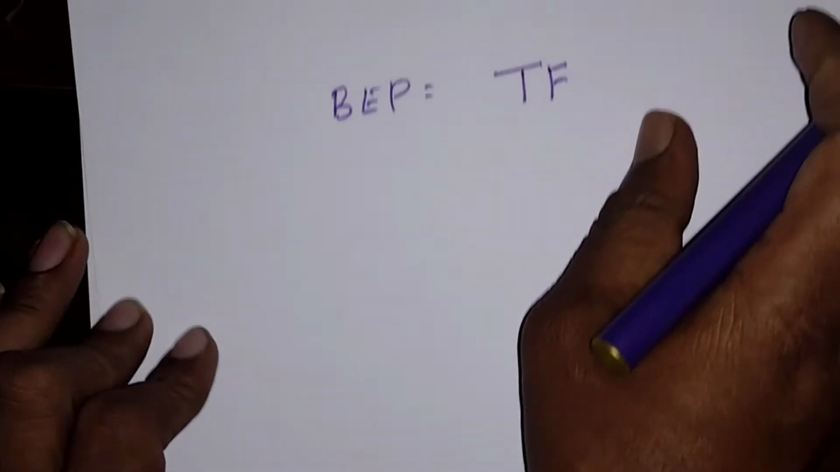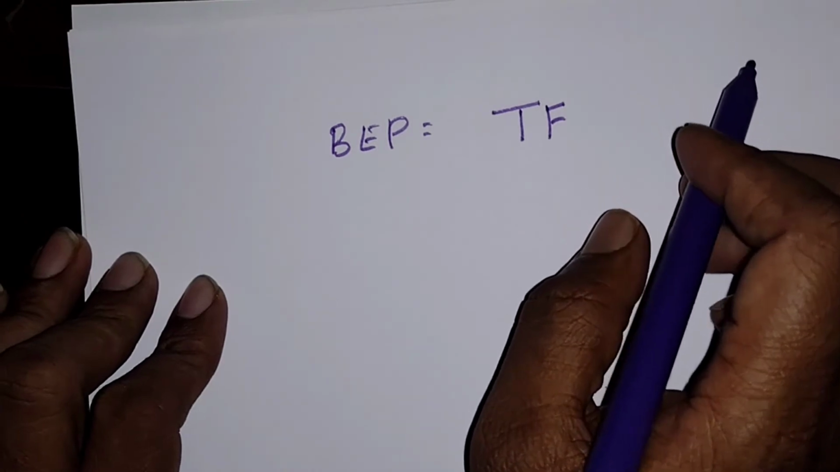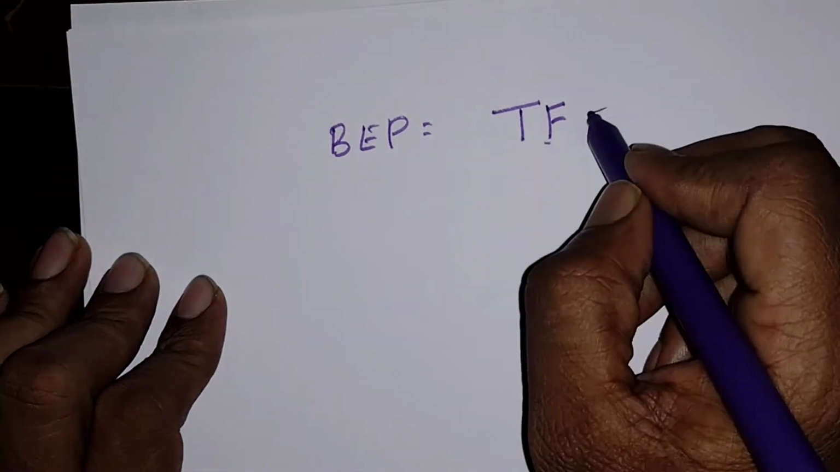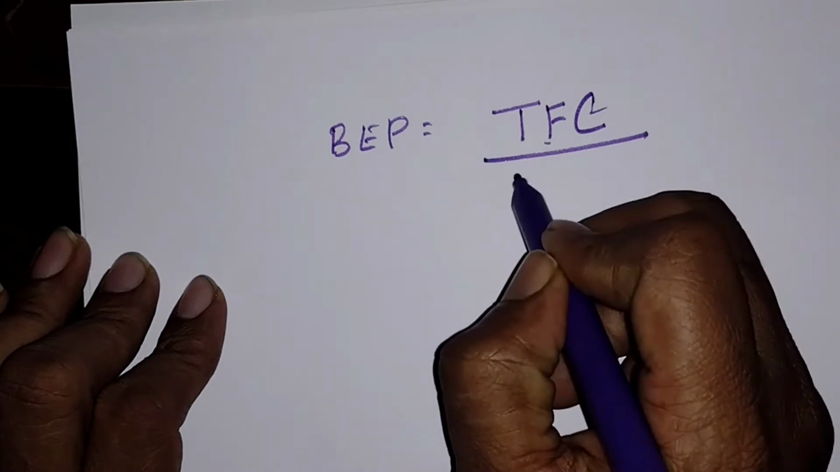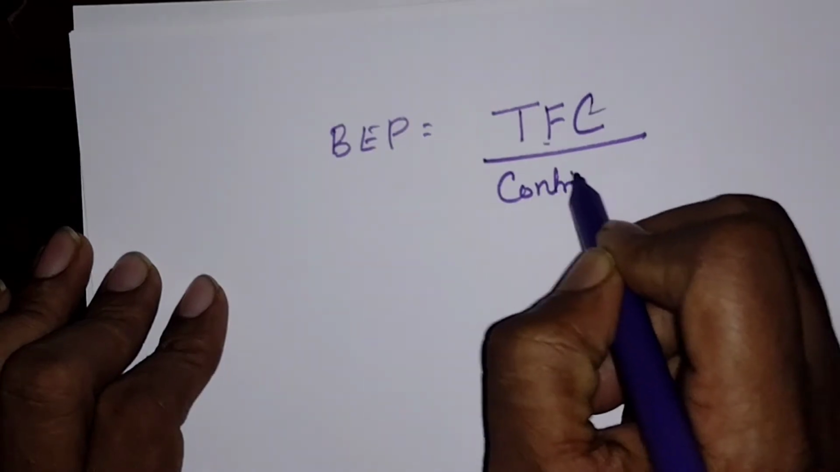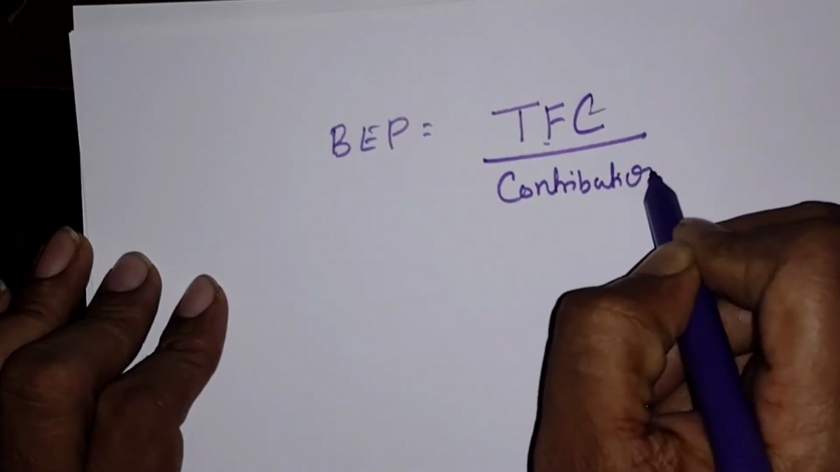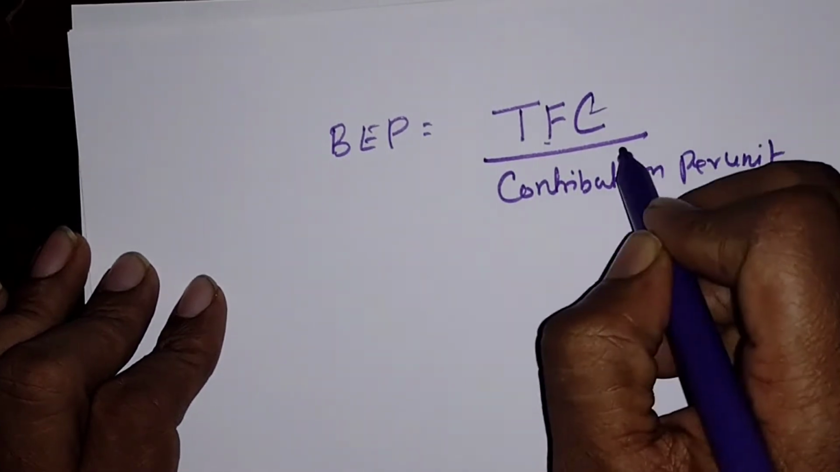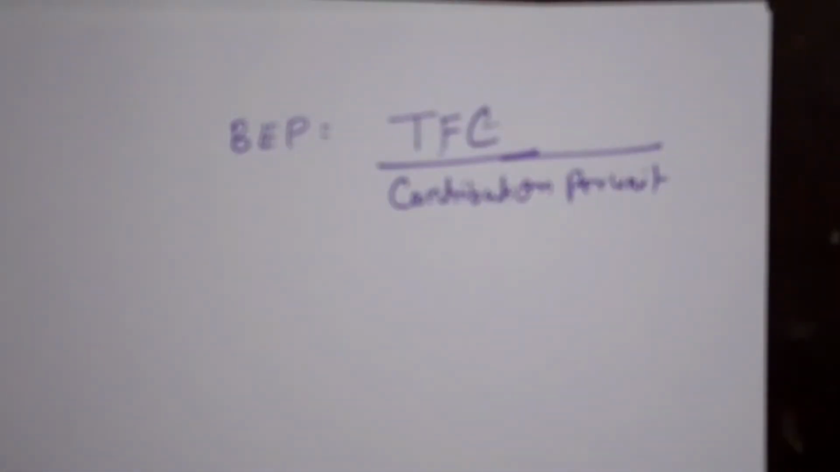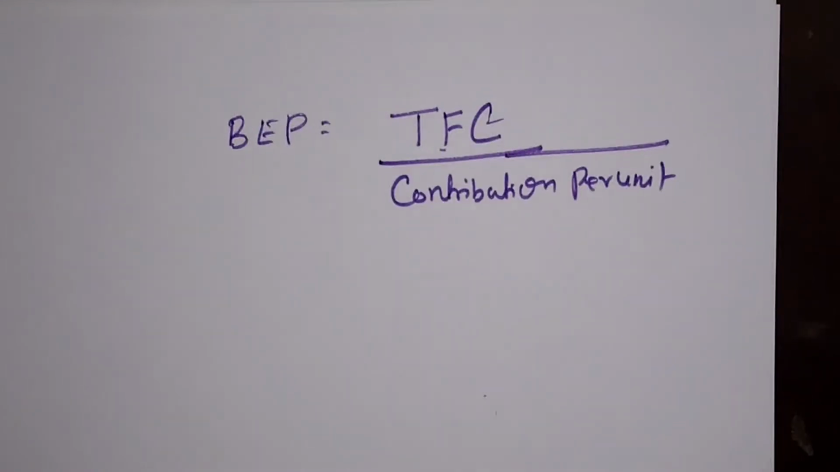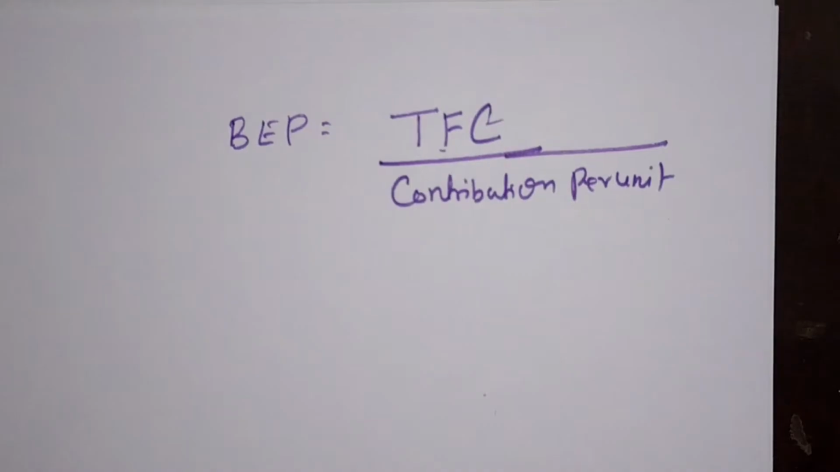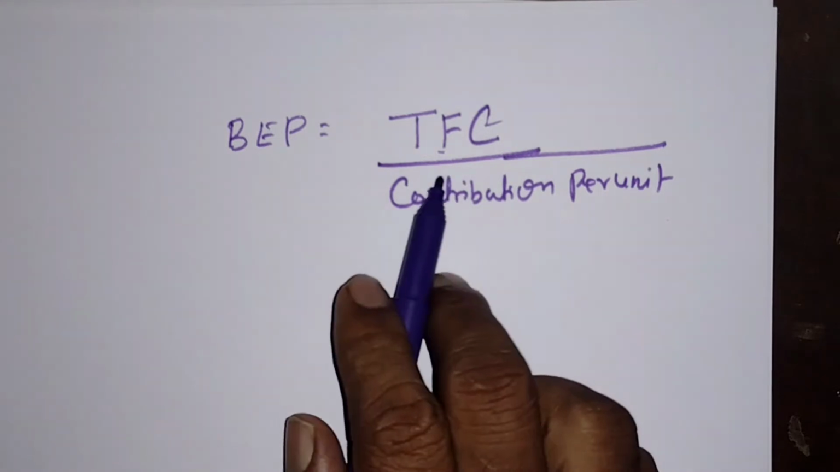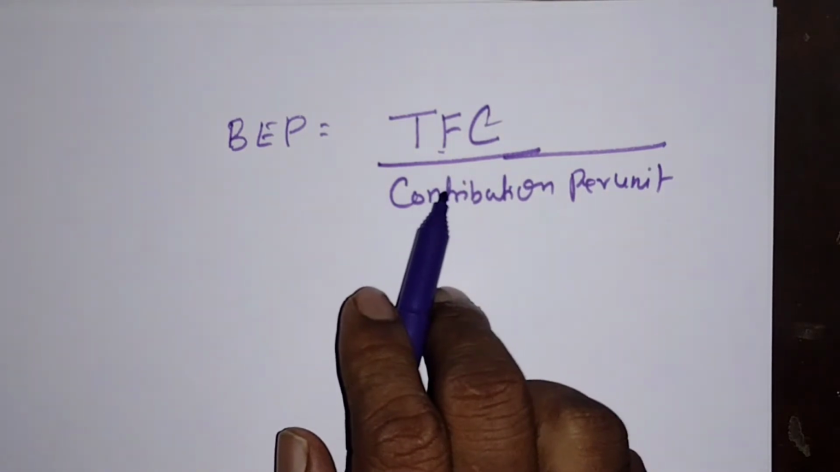The formula is: total fixed cost divided by contribution per unit. Total fixed cost divided by contribution per unit.